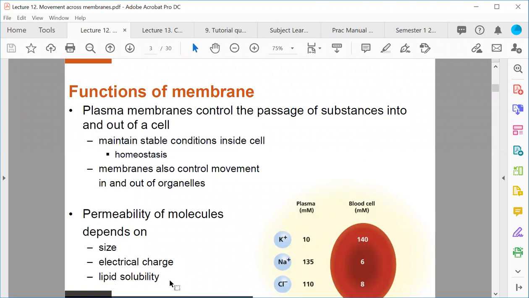Lipid solubility is also important. So remember, the interior of a membrane consists of those fatty acid tails. So we have this lipid interior, this hydrophobic lipid interior. So very small substances that are lipid soluble also tend to be able to move through membranes. But it really depends on all of those factors.